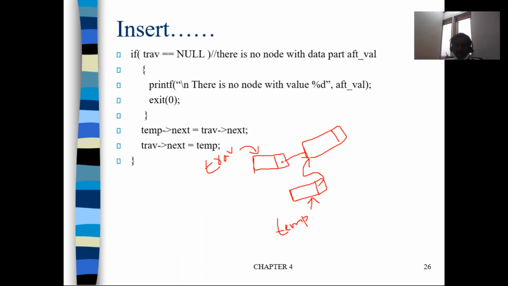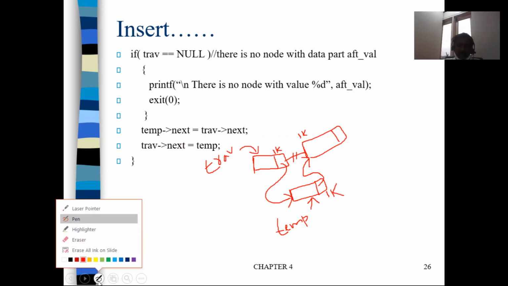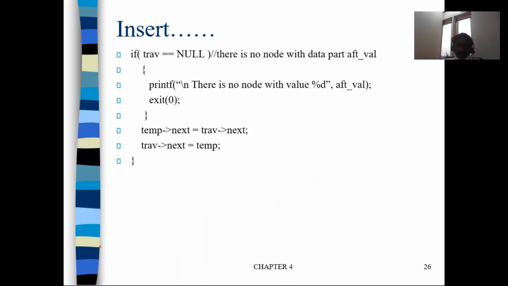If traverse arrow next is pointing to the address 1000, then it means that this node's starting address is 1000. When you say temp arrow next equal to traverse arrow next, then temp arrow next also will be 1000. So now temp arrow next is pointing to this node. Then we do traverse arrow next equal to temp, so that will point here. Now this is broken. So now we have successfully inserted. This is what we are doing. This one change I want you to address.